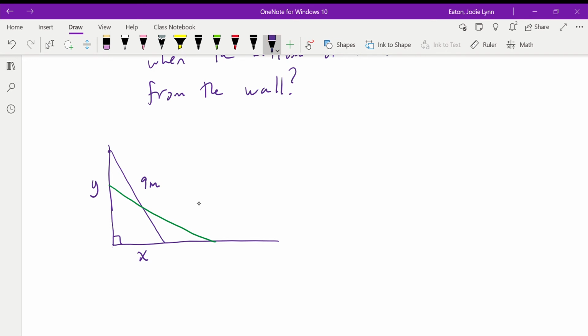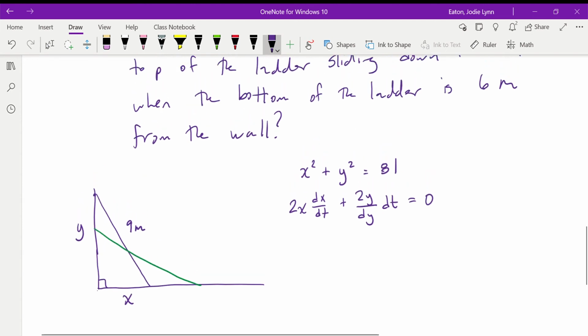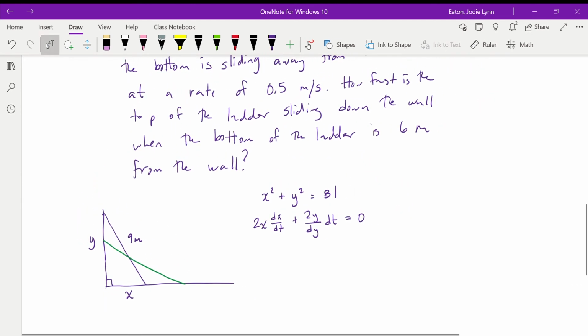So let's see if we can first write down an equation that relates x and y. So we have a right-angled triangle. We can use the Pythagorean theorem. We know that x squared plus y squared equals 81. Now I'm going to take the derivative with respect to t. So 2x dx/dt plus 2y dy/dt equals 0. Okay, so what we want to know is, now let's go up and look at which variables we know. Sorry, for some reason I wrote that very wonky. This should be 2y dy/dt.